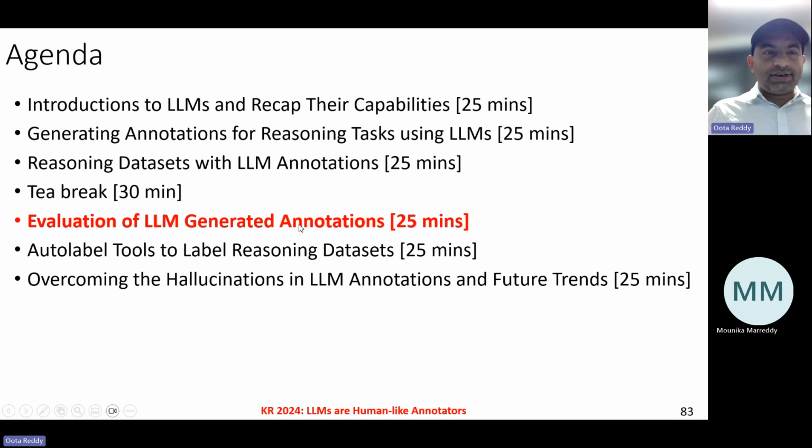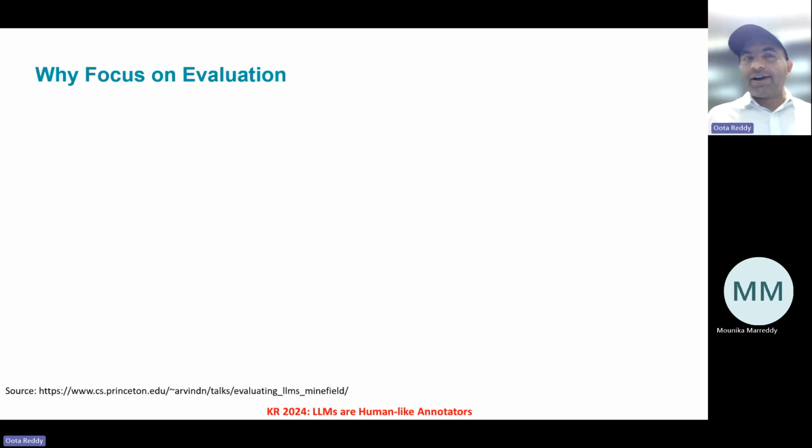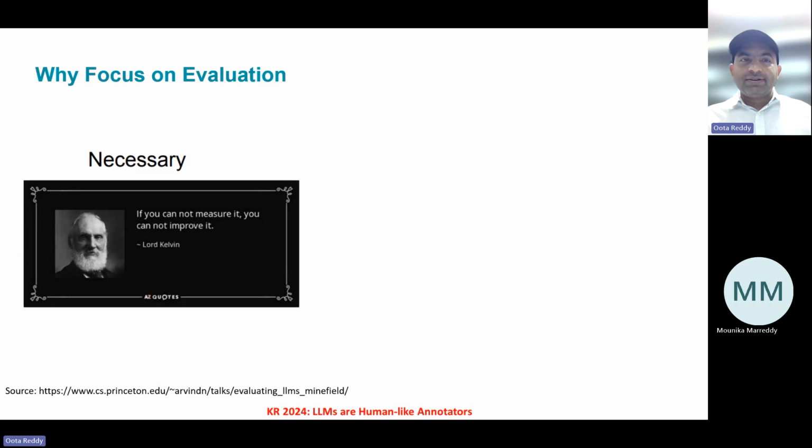Okay. So the next part is evaluation of LLM generated annotation. We have different benchmarks, and we can even generate the annotations for reasoning tasks using LLMs. So how can we now evaluate the generated annotations with some benchmarks? Why do we have to focus on evaluation?